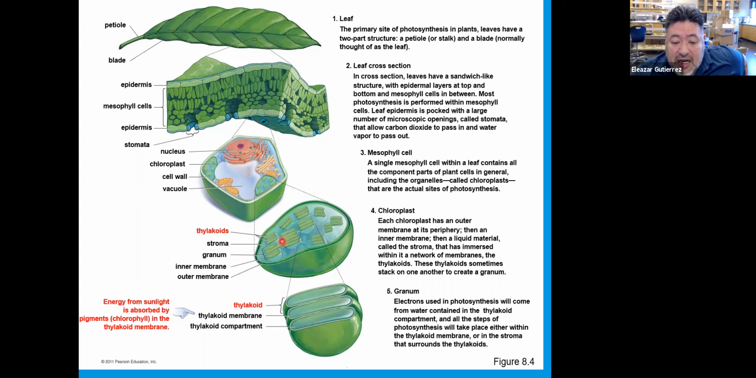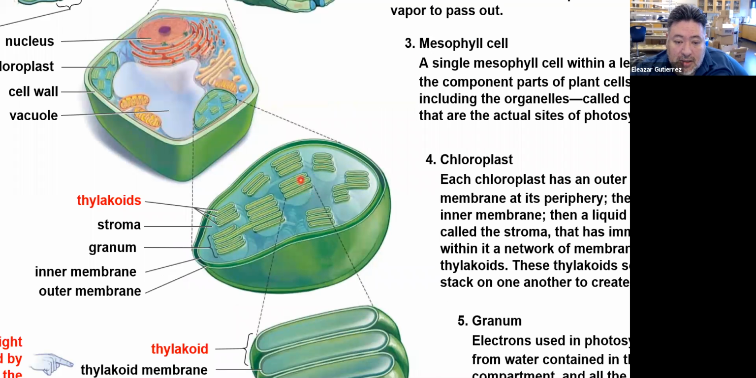And then outside of the grana, if I make this bigger, you see the grana here and here. Outside the grana, but still inside the chloroplast, is this liquid. This liquid is called the stroma.